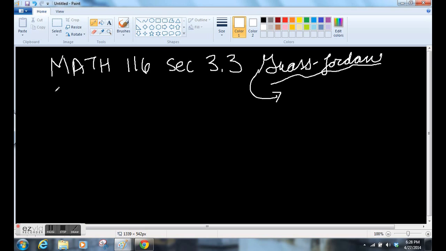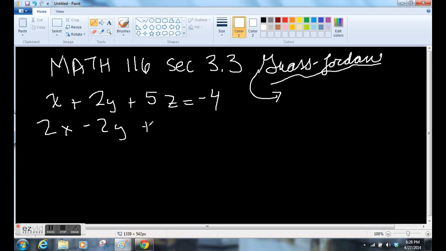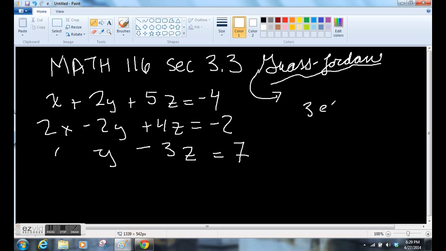I'm going to jump right into an example and show you how to work these problems. Here's the gist of what we're doing. Suppose we have a system of equations like this. x plus 2y plus 5z equals negative 4, and 2x minus 2y plus 4z equals negative 2, and one more. It's a positive y minus 3z equals 7. So we have a system of 3 equations and 3 unknowns, 3 variables, x, y, and z.